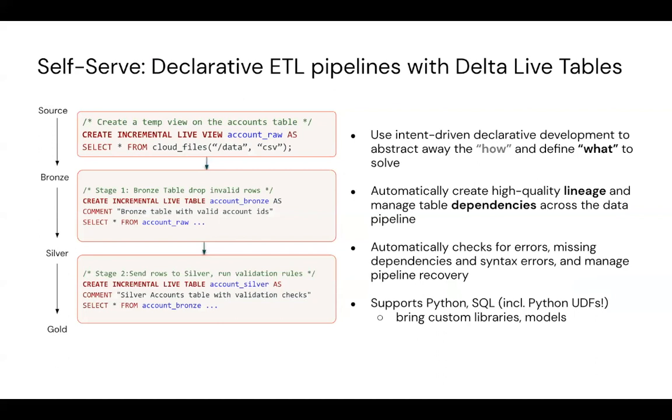This is DLT. We will look at DLT a little bit today and talk about the AutoLoader features of DLT. So as you can see here, this is a brief example of how DLT might work. That very first example is the one that uses AutoLoader. So it's selecting star from cloud files. And it's grabbing the data in a certain directory, and it's a CSV. And so what that does is that creates an AutoLoader instance in the background, which is ingesting those files and bringing it into the Delta table account raw.